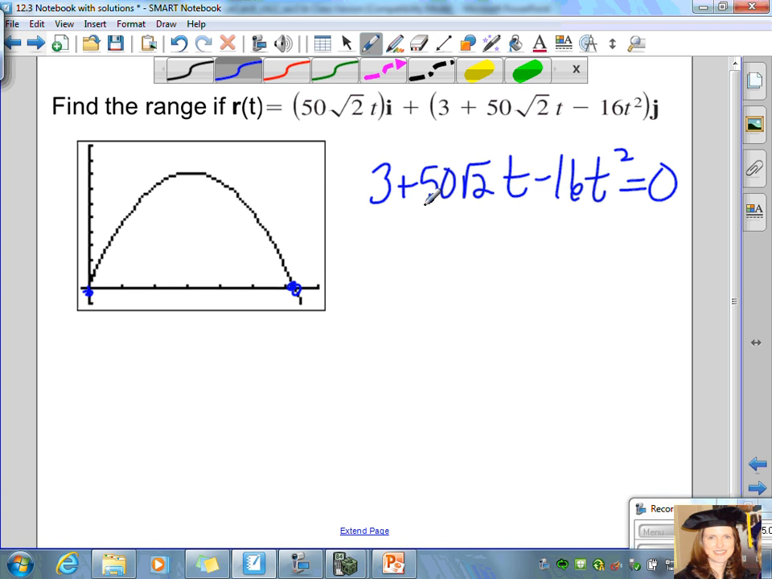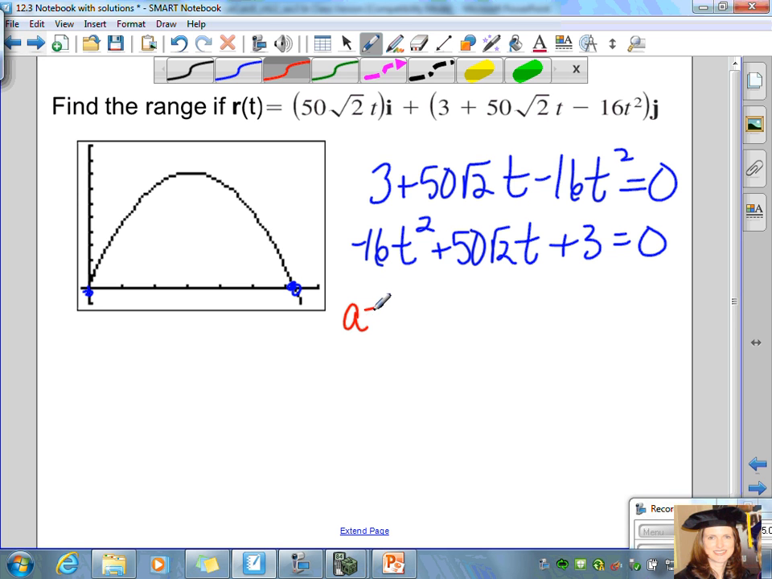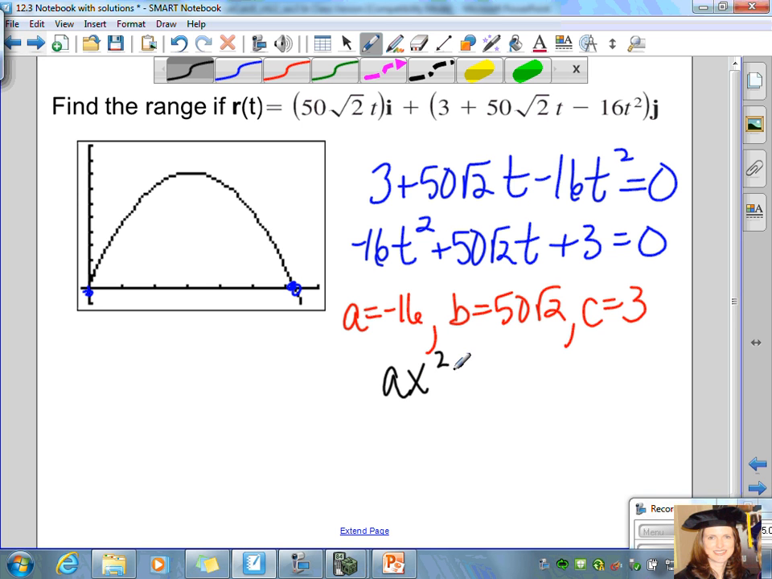And you may recognize this as a quadratic equation. If we rearrange the terms a little bit, starting off with negative 16t squared plus 50 square root of 2t plus 3 equals 0, you see that this is a quadratic equation with a equals negative 16, b equals 50 square root of 2, and c equals 3. Again, this is in the form of a quadratic equation, ax squared plus bx plus c equals 0.